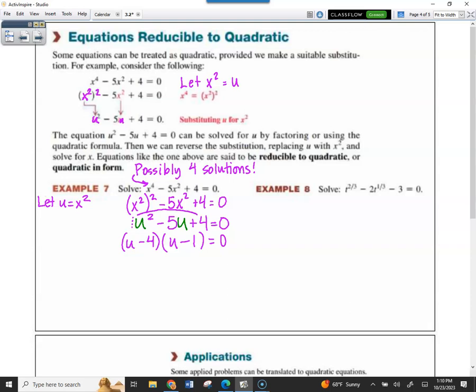Now the idea is solved, so we're not done. Those are just the factors. Those are being multiplied together to equal 0, so one or both of them has to be 0. So I'm going to pull the solution. What would come out of this? Yes, u equals 4. What about this one? 1. Y'all see how I got that? You would set them equal to 0 and you would solve.